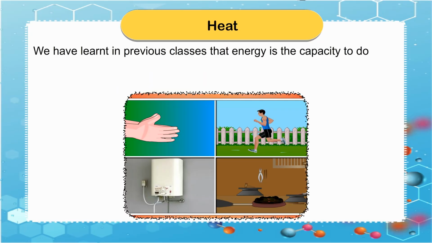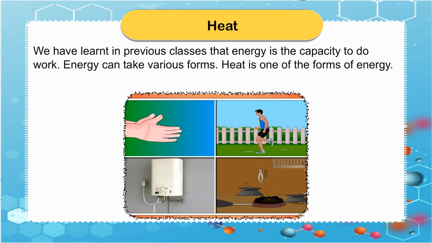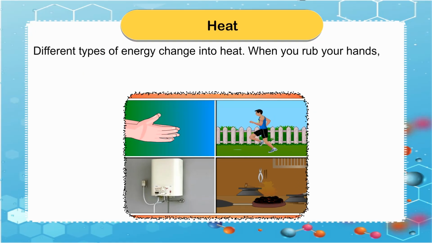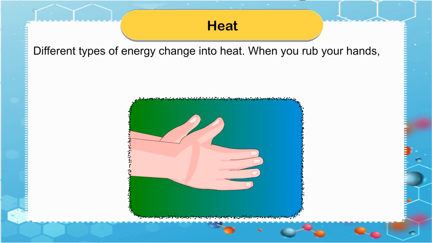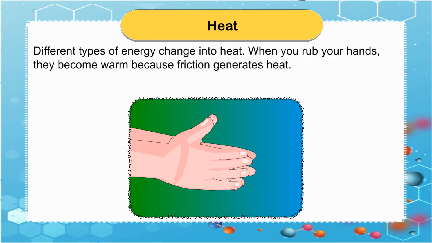Heat. We have learnt in previous classes that energy is a capacity to do work. Energy can take various forms. Heat is one of the forms of energy. Different types of energy change into heat. When you rub your hands, they become warm because friction generates heat.